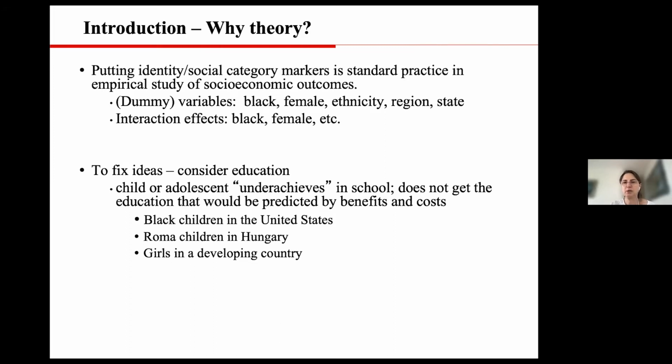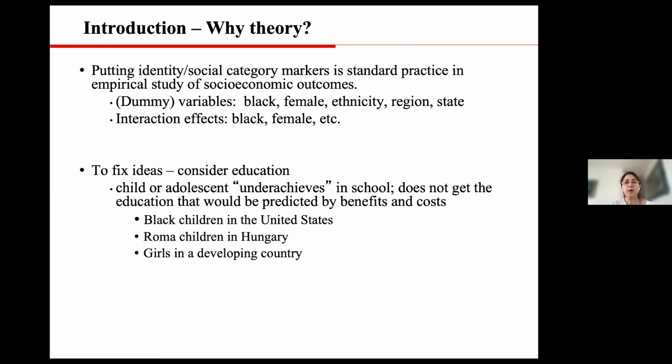So we can go out there and we can say, well, somebody with a college degree earns X, right? And the presumed cost of education is Y, and this person is getting less education than would be predicted by those benefits or costs. So we certainly know, I can give you some categories of children or adolescents who, quote unquote, underachieve in school, who do not get the level that would be predicted. So obviously Black children in the United States, Roma children in Hungary, girls in many, many, many places in developing countries.